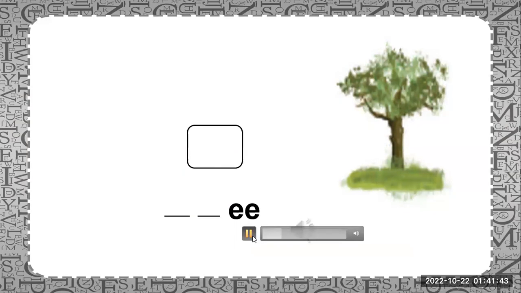A. Then write TR or DR in the blanks. Are you ready? Let's practice first. TR says, tra, tra, tree. Tra, tra, tree. Yes, this is the first sound, number one.